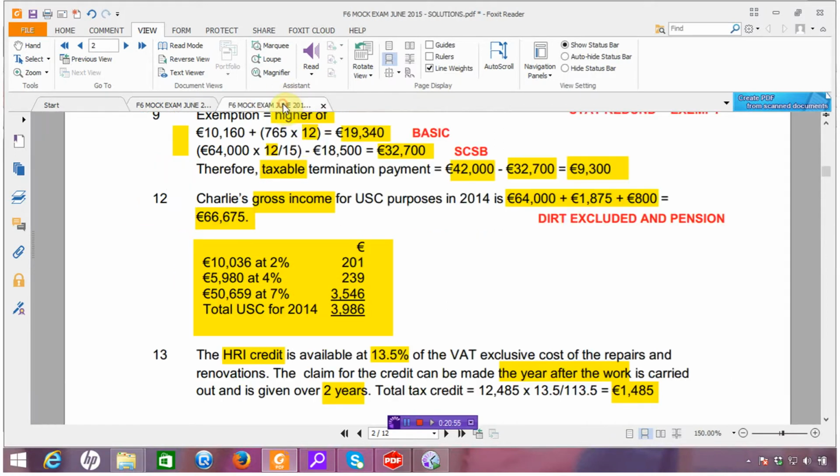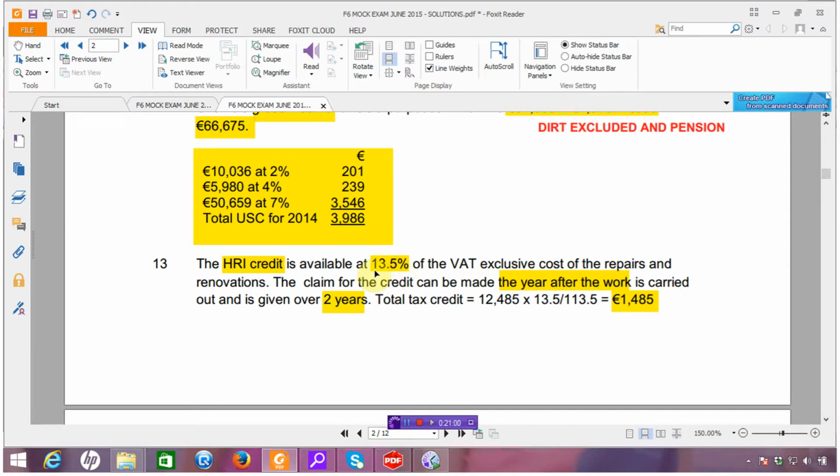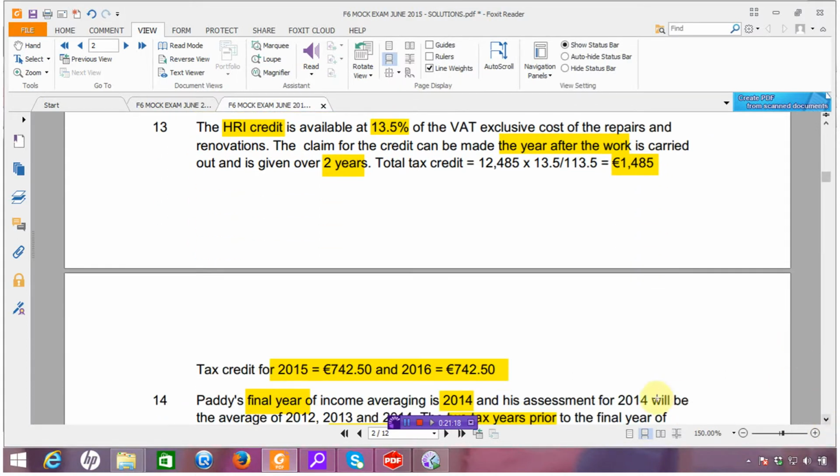If we look at the answer, you'll see 413, excuse me, so that is available at 13.5% on the VAT exclusive cost, and it basically phased in the year after the work is carried out for 2 years. So if we look at the tax credit of 1485, you'll basically see that that is in fact phased over 15 and 16, albeit for the fact the work was incurred in 2014. Okay, quirky little question there, not so common.